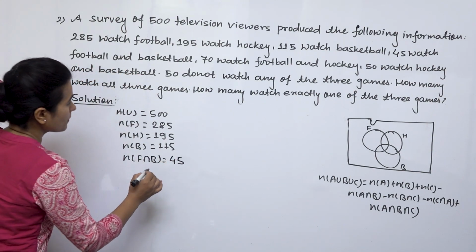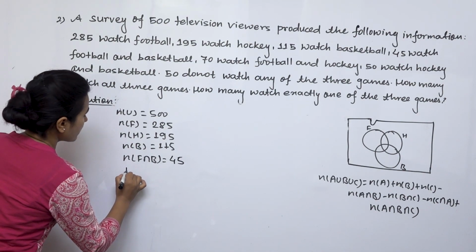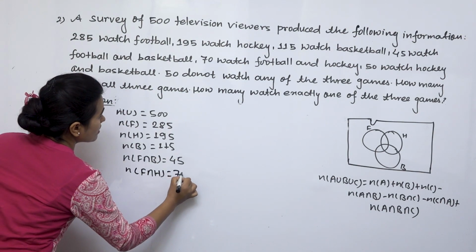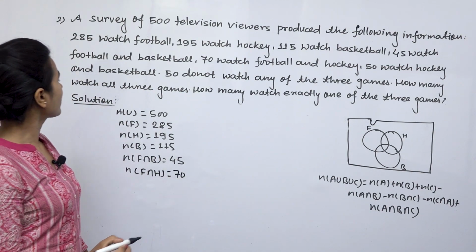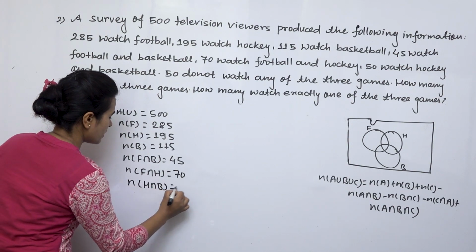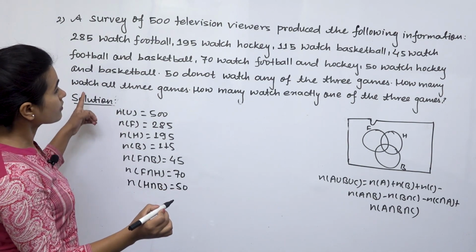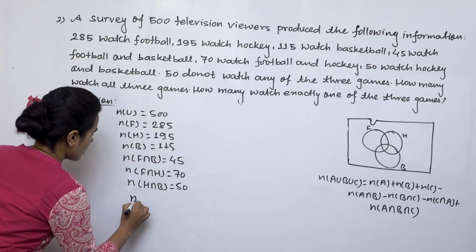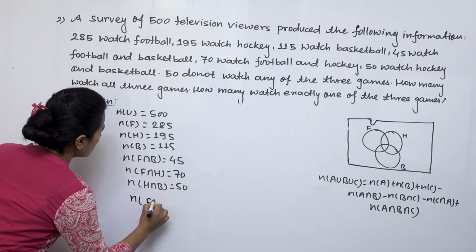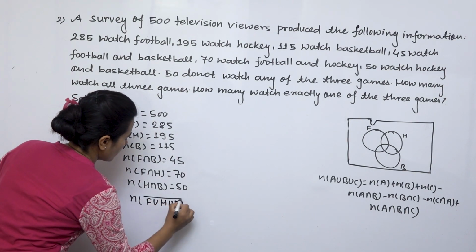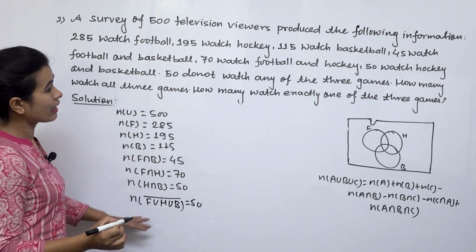70 watched football and hockey, F intersection H is 70. 50 watched hockey and basketball, hockey intersection basketball is 50. 50 do not watch any of the three games, neither football, nor hockey, nor basketball. 50 of them do not like any of the games.